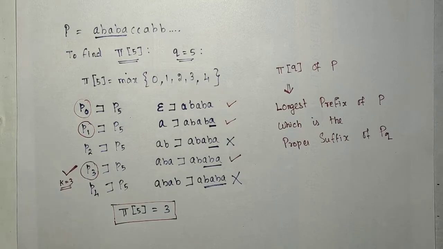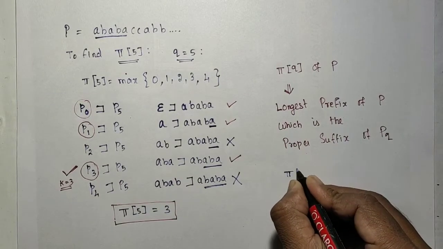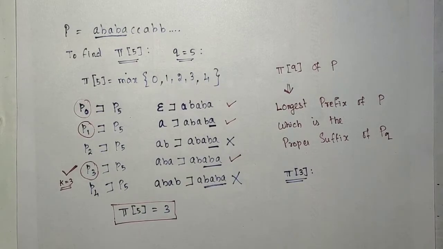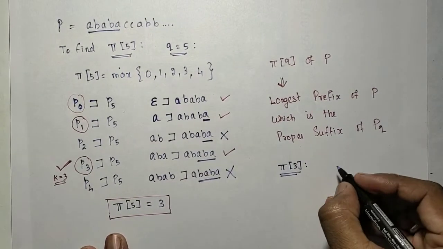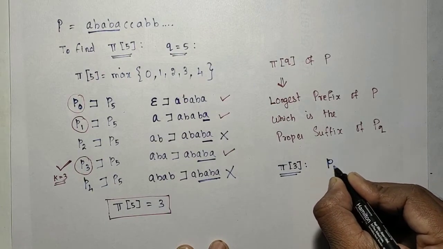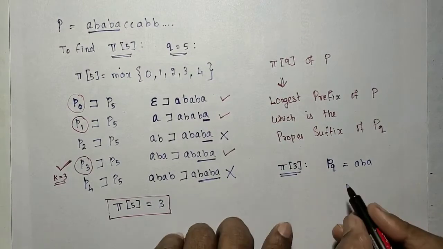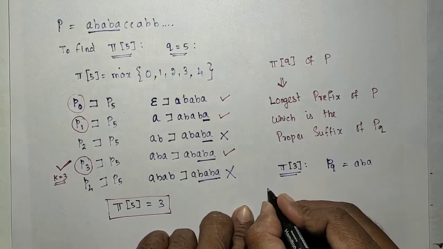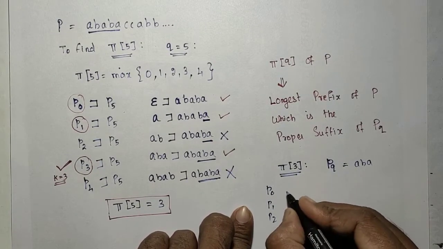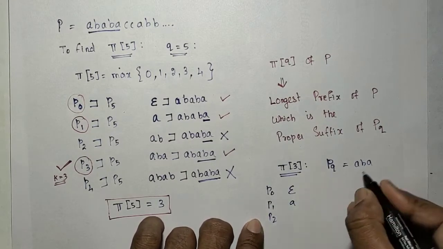Suppose we take another example, ABA. We will quickly calculate pi of 3. Pi of 3 means I need to consider only ABA, that is PQ. So what we have to do is check whether P0, P1 and P2 are suffixes, because Q equals 3. P0 is epsilon, P1 is A, and P2 is AB.